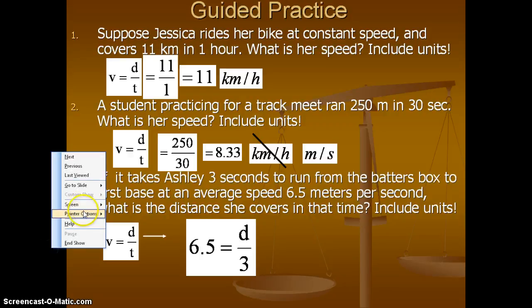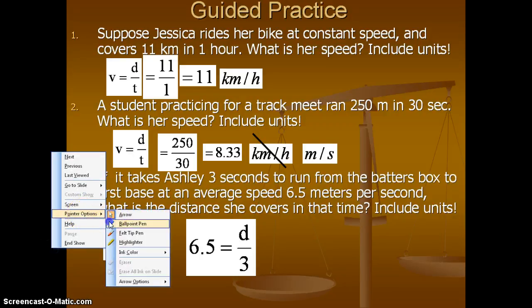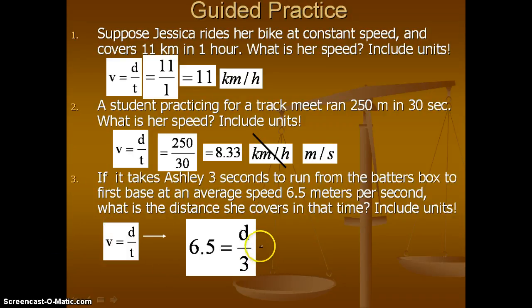We need to use our algebra skills here. We want to end up multiplying both sides by 3. So that would cancel out. So we'll end up with D is equal to 3 times 6.5, which is equal to 19.5. Now, are we done this problem? No, we are not. We need to include units.